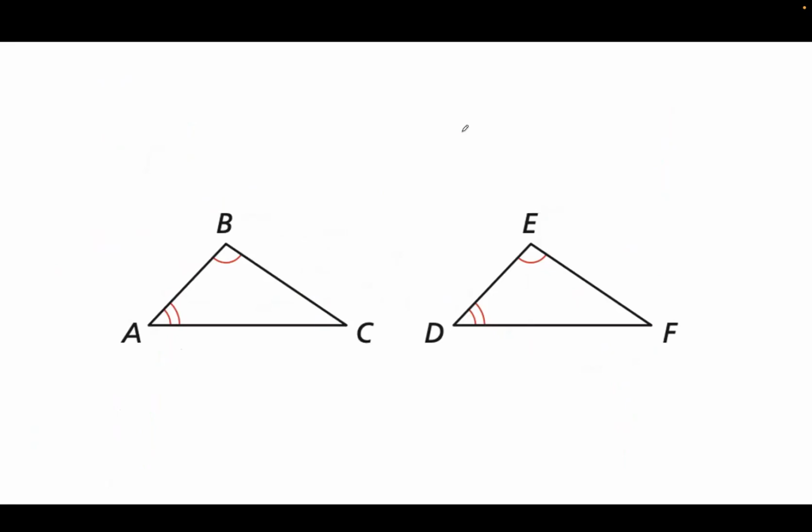Okay, to finish up this section, I'm going to go through one theorem and then we'll practice with that theorem. This theorem has to do with the third angle of a triangle. I want you to think about this for a moment. If I have two angles of a triangle congruent, what do I know must be true about the third angle? If I have these two angles congruent, what must be true about these third angles?